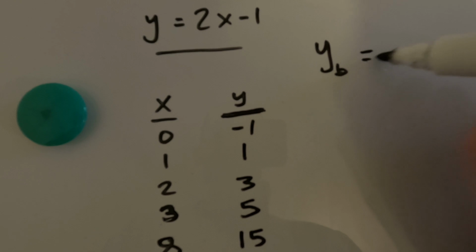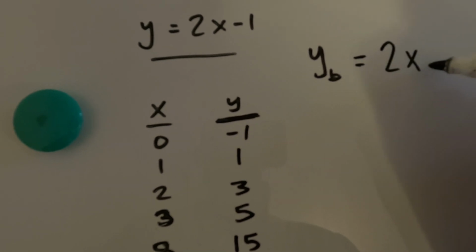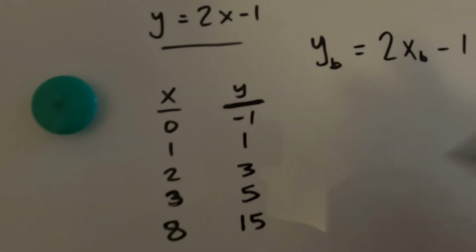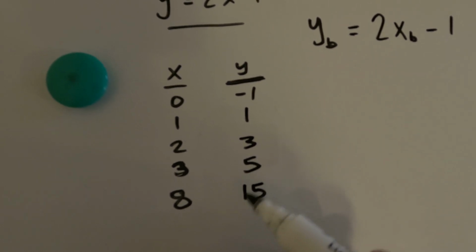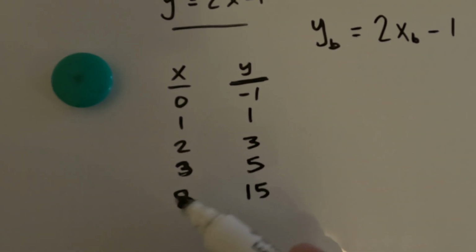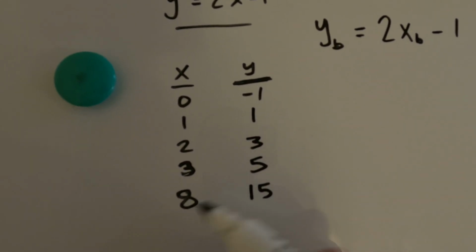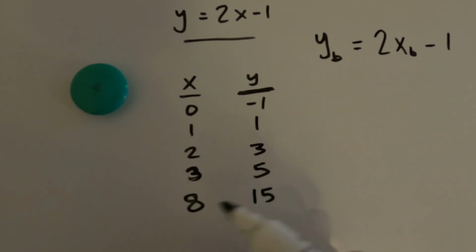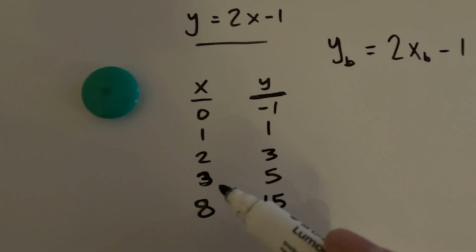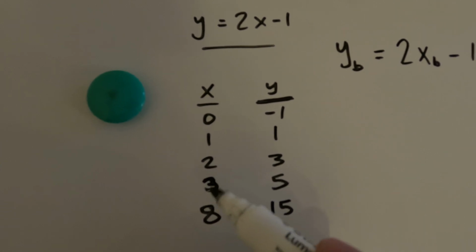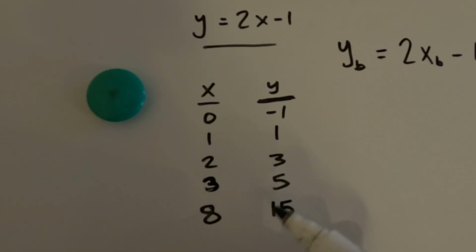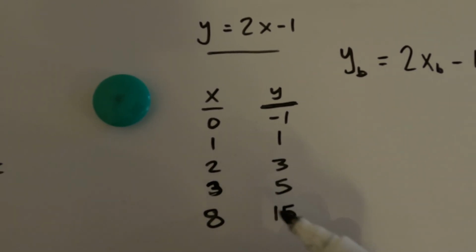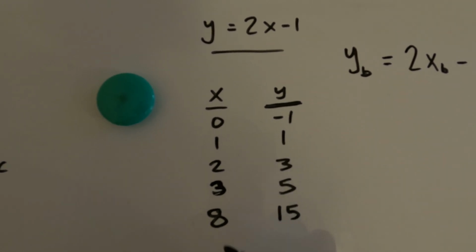Okay, so that will be equal to 2xb minus 1. Because if this is yb, then this will be our xb. So the subscripts have to match, right? So this could be, say, xa, but you wouldn't use xa and yb in the same formula, okay? Because this input does not give this output.